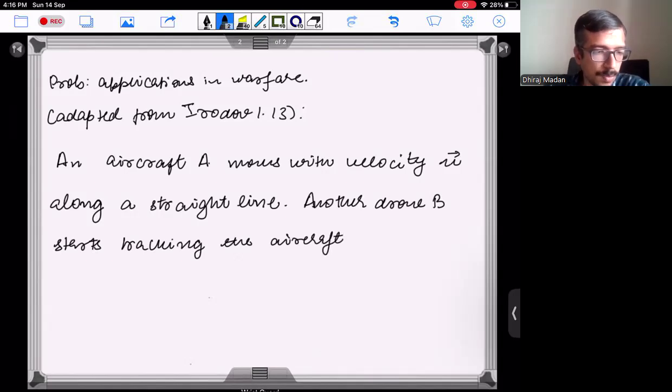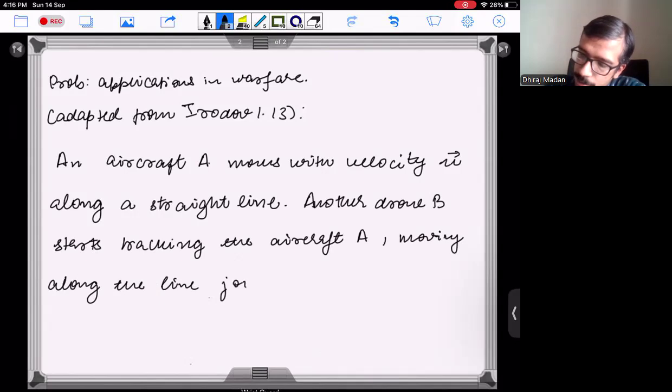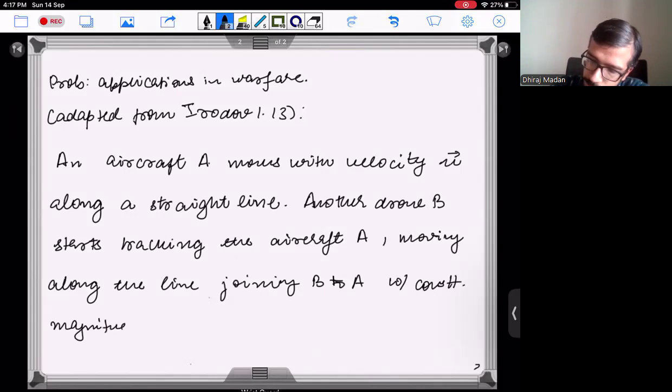It starts aiming at or tracking the aircraft A. How does it track? It moves along the line joining B to A. Whatever the line joining the drone to the aircraft is, it just aims towards that. It's aiming towards the aircraft and always moves along that direction. This direction will keep changing, as in the previous problem, but it moves with a constant magnitude of velocity v.